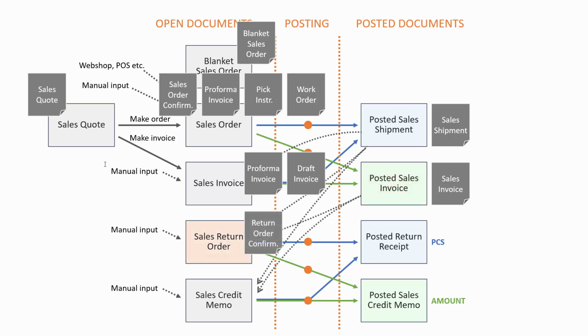On the sales return order, we have a confirmation like on the sales order, and the sales return order creates posted sales return receipts, and it creates a posted sales credit memo when we post the sales return order. So those are the different documents and an overview of all the sales documents.